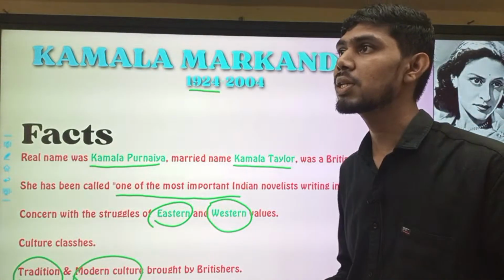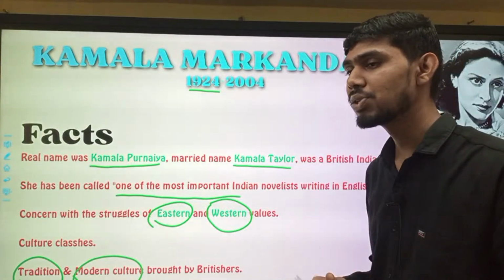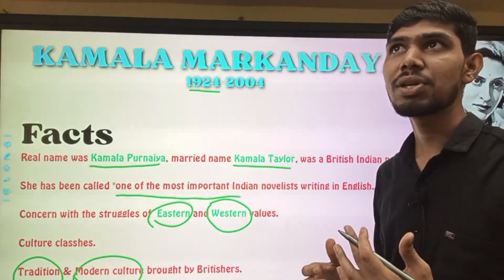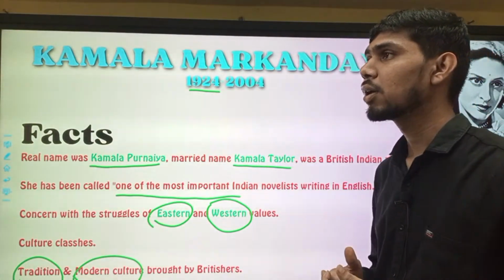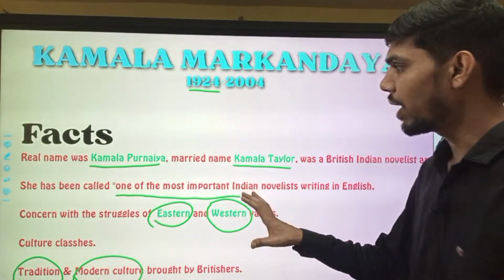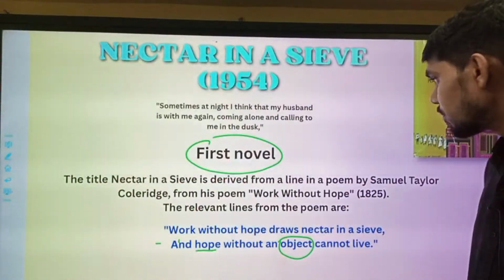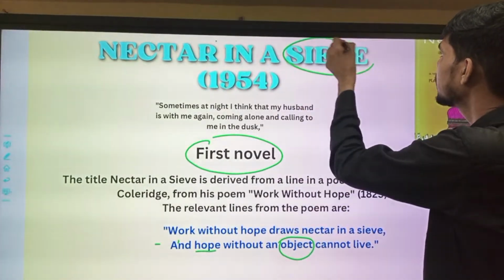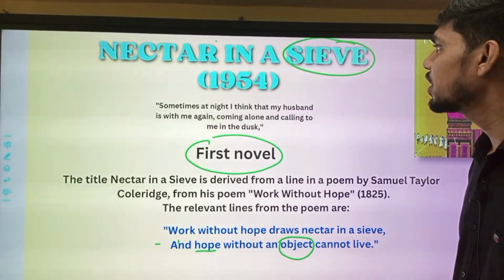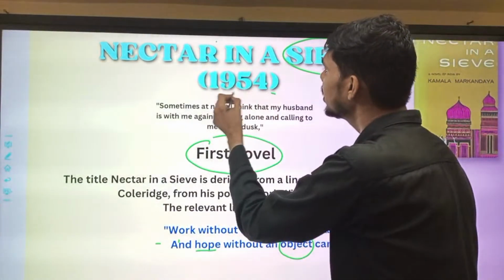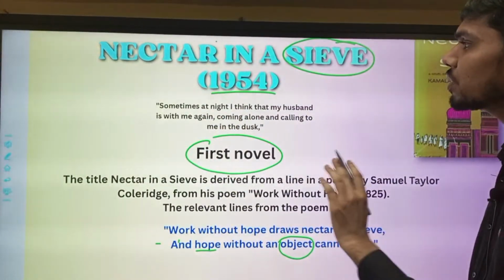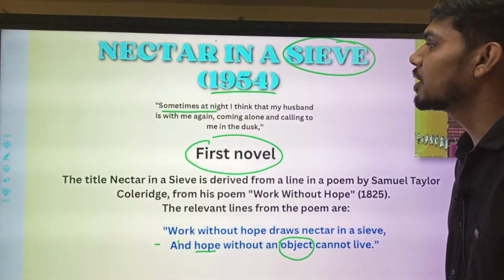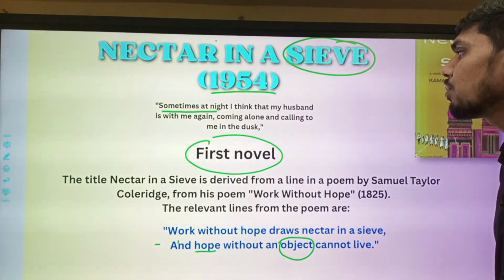Human relationship, in the sense that the characters face family struggle, they love their family, they try to hold their family together. The affection between members and their relationships we find in her novel. Her first novel is Nectar in a Sieve, sieve meaning chalni in Hindi. It was published in the year 1954, and the first opening line is, "Sometimes at night I think that my husband is with me again, coming alone and calling to me in the dusk."